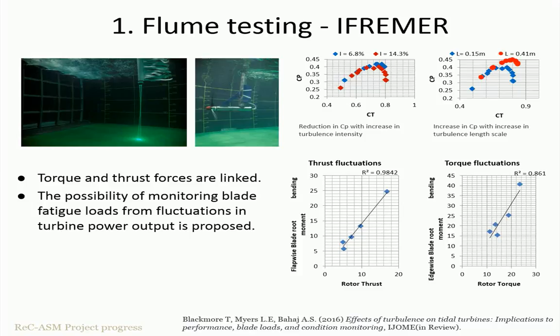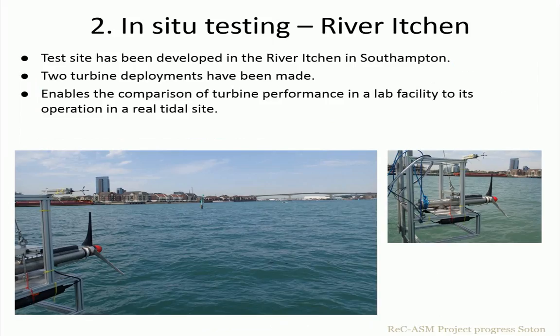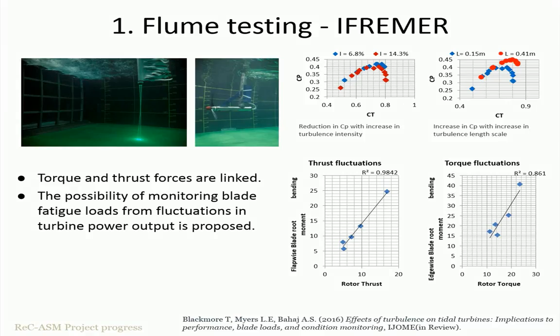fluctuations on the blades. So these two plots I'm showing in the bottom right-hand side here are the fluctuations in force on the rotor and on the blade root bending moment. The left plot shown here is the thrust, and then this is the torque, and we can see there's a linear relationship between what's going on with fluctuations in rotor and also with fluctuations on the blade. So we've proposed the possibility of monitoring the fatigue loads that the blade is seeing by monitoring the power output of the turbine, and this would remove the need to actually instrument the blades themselves.